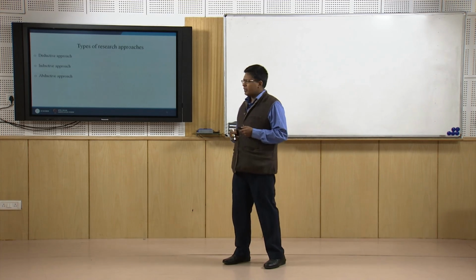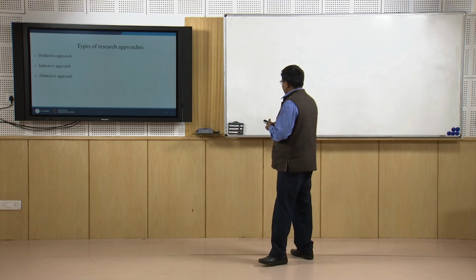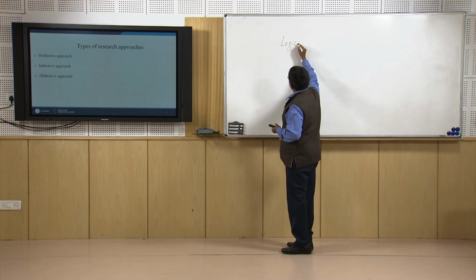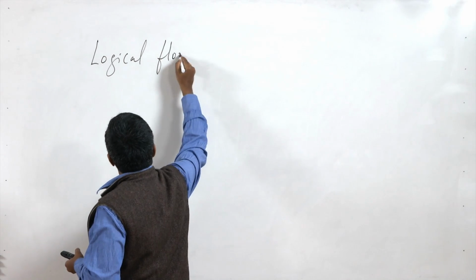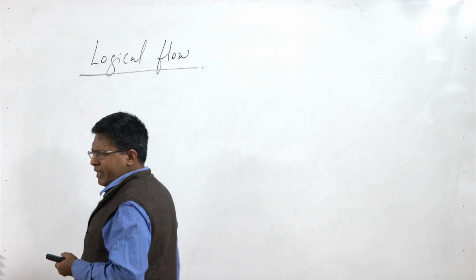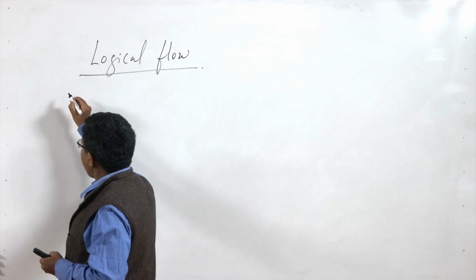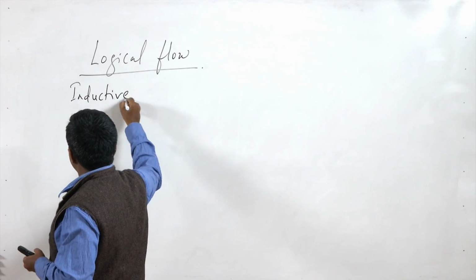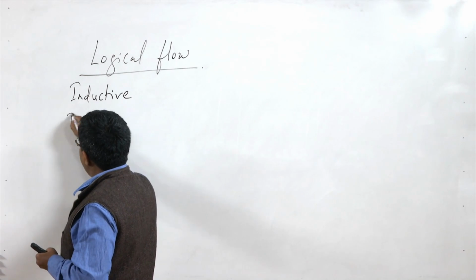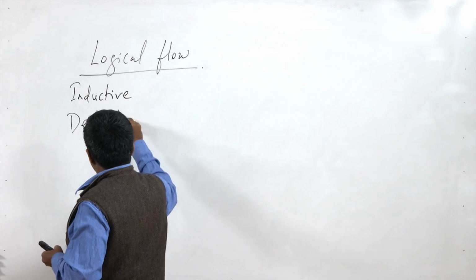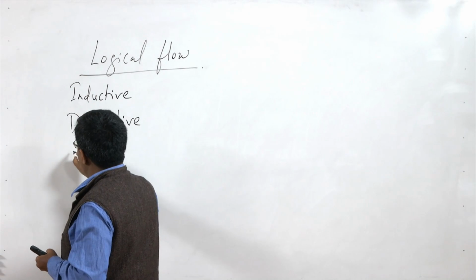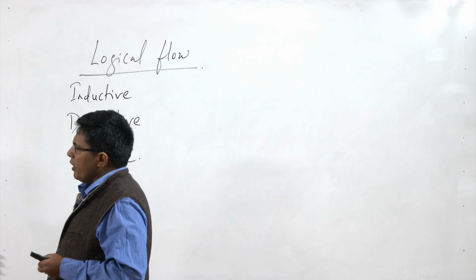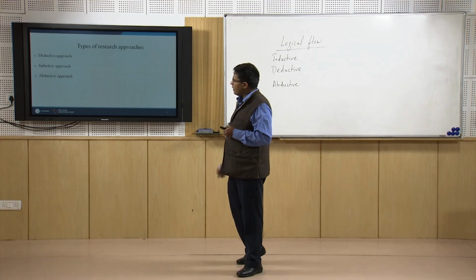So, what are the types of research approaches? As I said, basically it is a logical flow, right, logical flow. On the basis of that, three types of approaches have been said, and any research starts with this: an inductive, a deductive, right, the order does not matter, and abductive. Let us start with the first one, deductive.